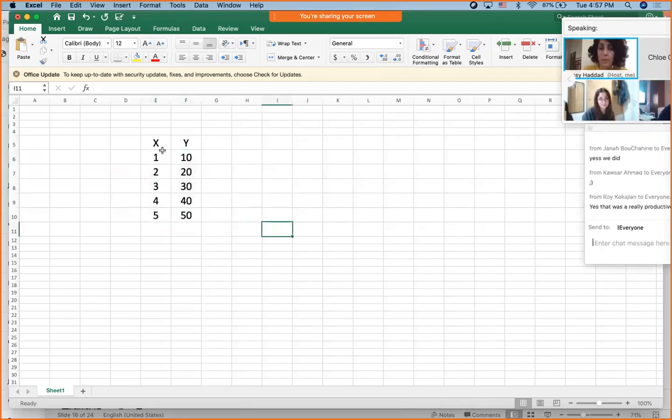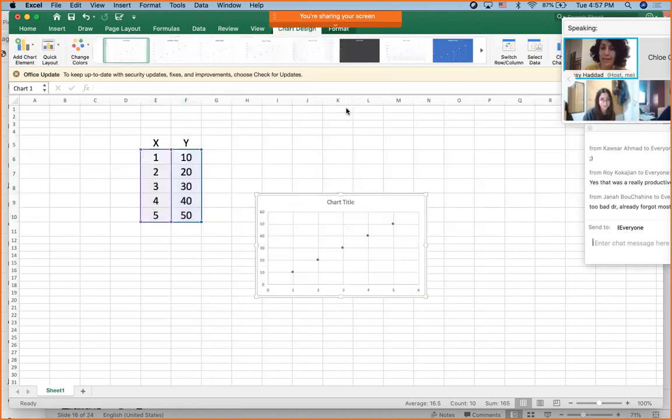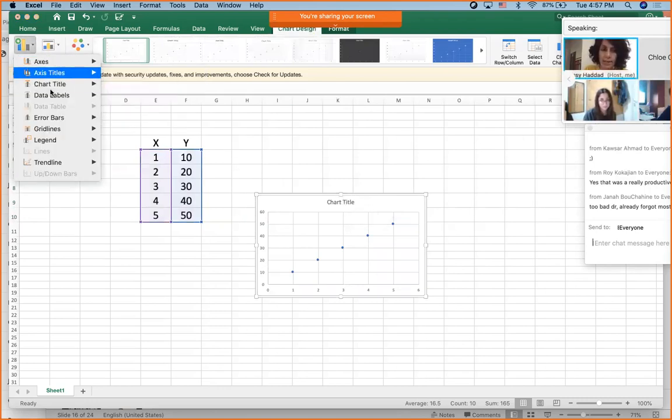So I'm gonna write X first and Y first and Y second. I put the label X and Y only for myself, for me not to be confused. I'm gonna select them, insert, scatter. I'm gonna pick this one without any line. Change the title, add the axis label and units or whatever, you're good in that.